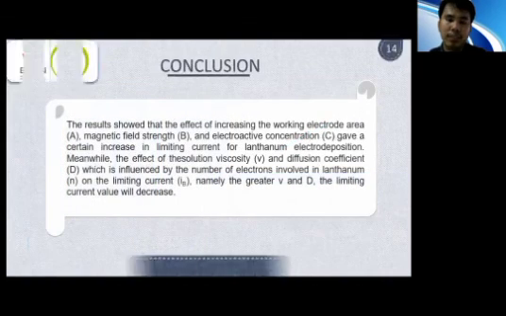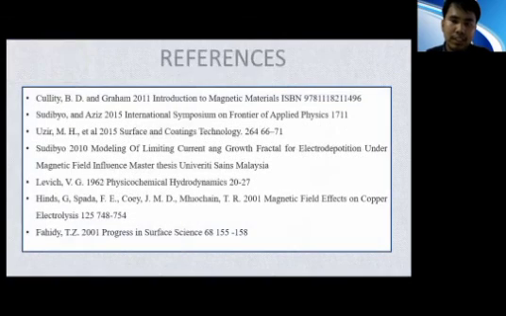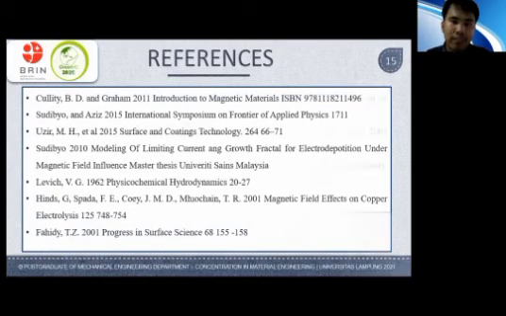Yeah, we have the conclusion. The results show that electrode area, magnetic field, and electroactive concentration increase the limiting current value, but the sulfuric acid concentration, the viscosity, and the lower diffusion coefficient decrease the limiting current value. Yeah, I think it's enough.